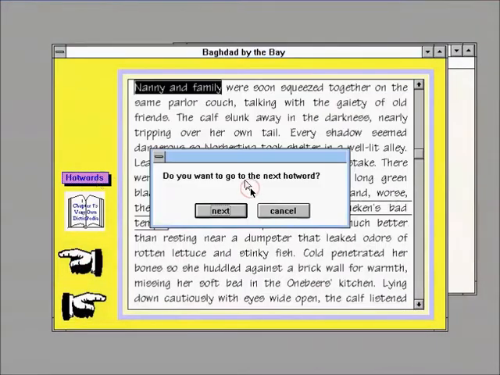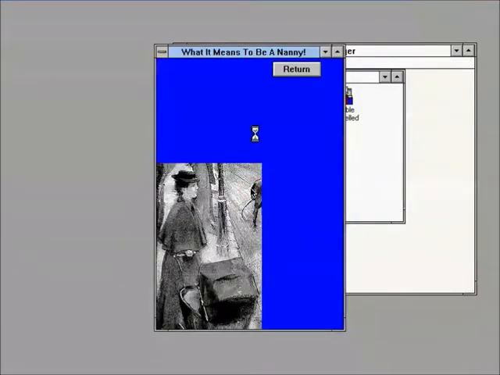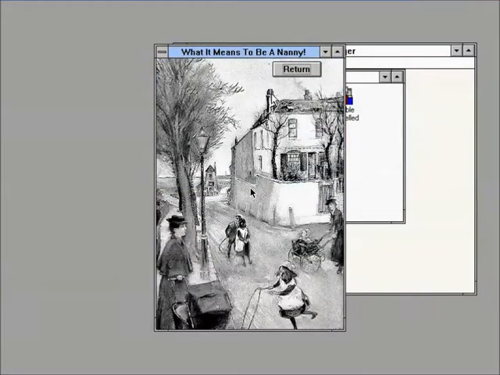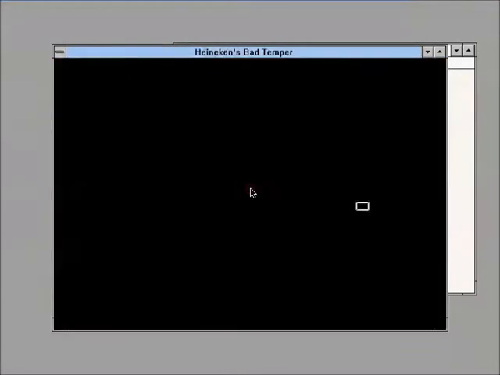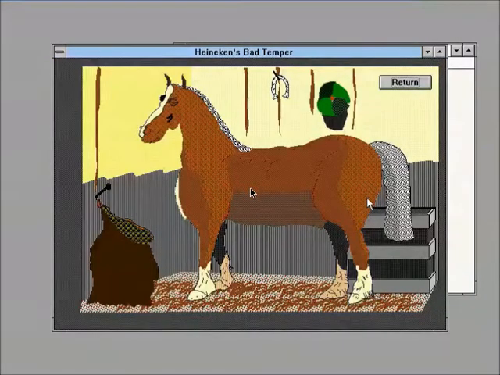Scene 2. Hotword. Nanny and family. Interesting. Okay. Oh no, this is the fresh home scene, isn't this? Let's click on other things.